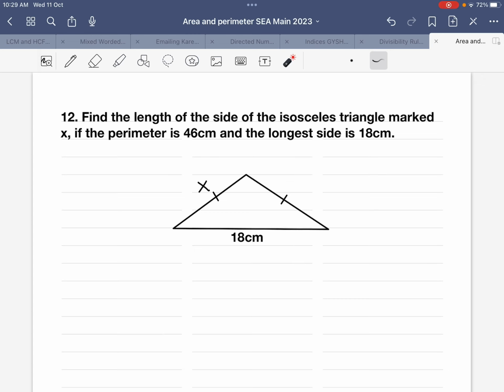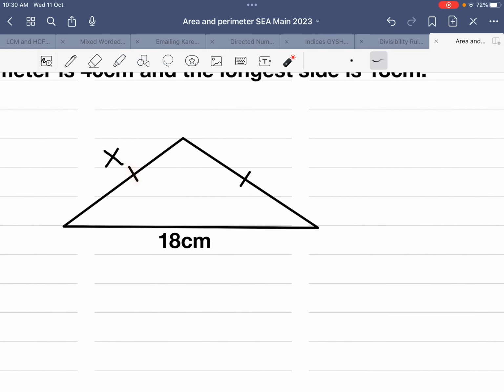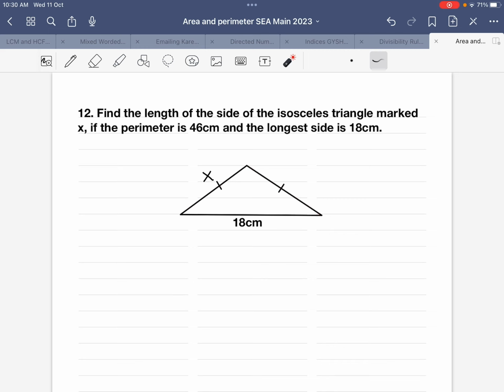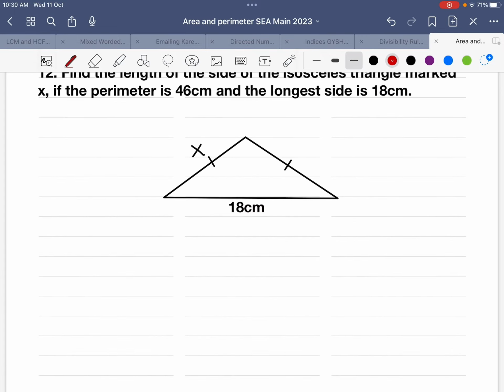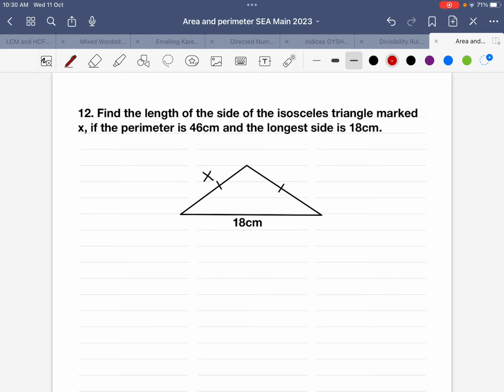Number 12. Find the length of the side of the isosceles triangle marked X if the perimeter is 46 centimeters and the longest side is 18 centimeters. From the dashes here, we can tell that the 2 sides here are equal. They also told us that it is an isosceles triangle. So if this is X, then this side will also be X, or will also be equal. So the perimeter, well, you can attempt the question first if you like, and then we can proceed to do solutions.